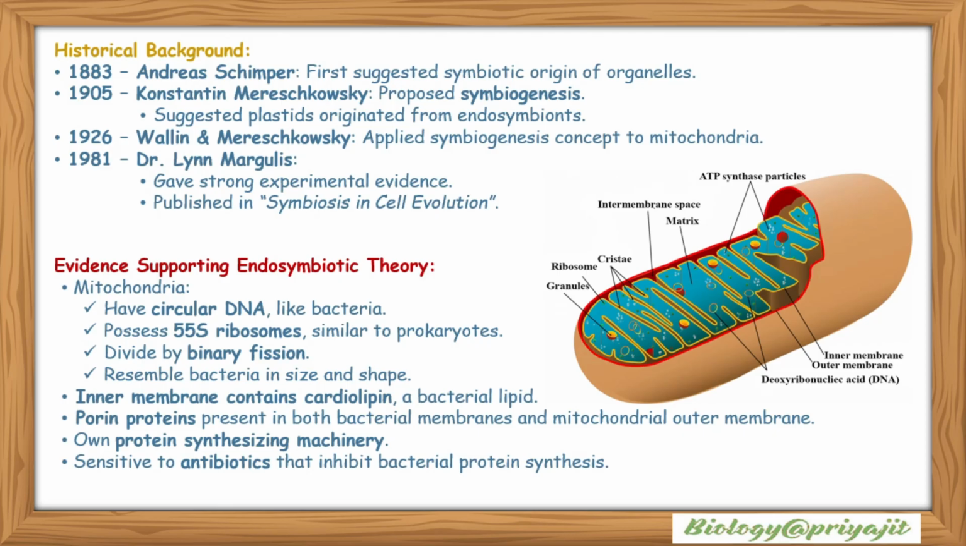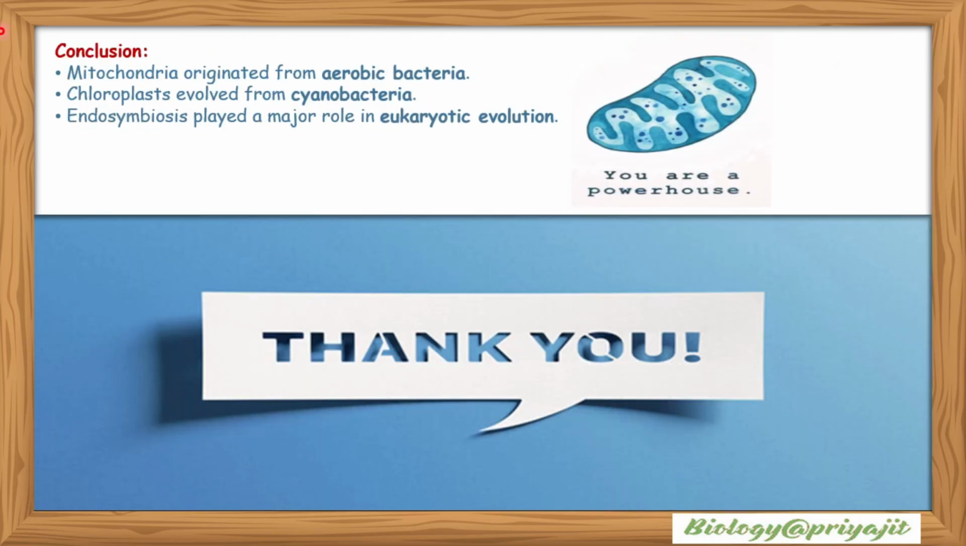Evidence supporting the endosymbiotic theory: mitochondria have circular DNA like bacteria, and they possess 55S ribosomes, which are similar to prokaryotes, and they divide by binary fission. They resemble bacteria in size and shape. Their inner membrane contains cardiolipin, a bacterial lipid. Porin proteins are present in both bacterial membranes and the mitochondrial outer membrane. They have their own protein synthesizing machinery. They are sensitive to antibiotics that inhibit bacterial protein synthesis. So the conclusion: mitochondria originated from aerobic bacteria, and chloroplasts evolved from cyanobacteria, and endosymbiosis played a major role in eukaryotic evolution.